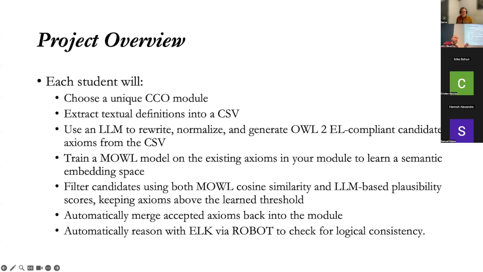But I definitely don't want you to just generate a bunch of predictions that you have to filter through on your own. And I also don't want you to just say, hey, these predicted links were above the threshold, so they're perfect. Don't do that. I want you to automatically merge the accepted axioms back into the module, and then automatically reason with ELK over ROBOT to check for consistency.